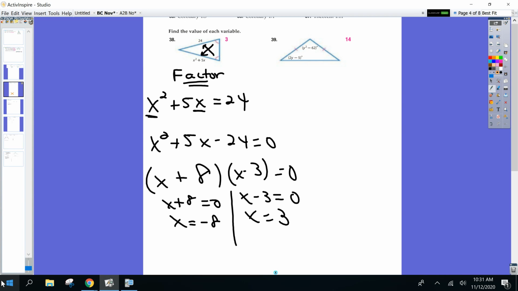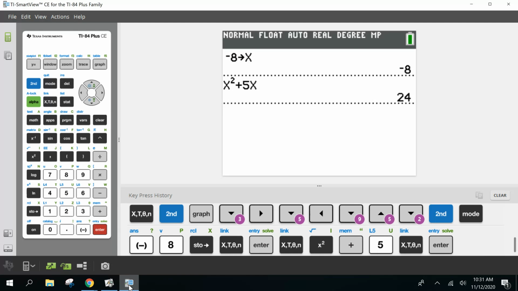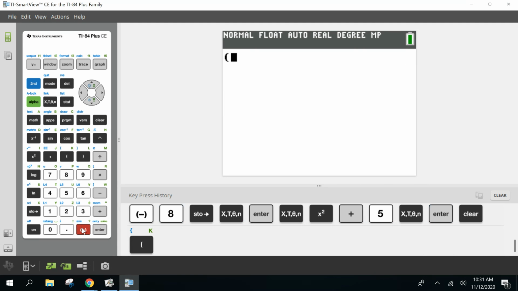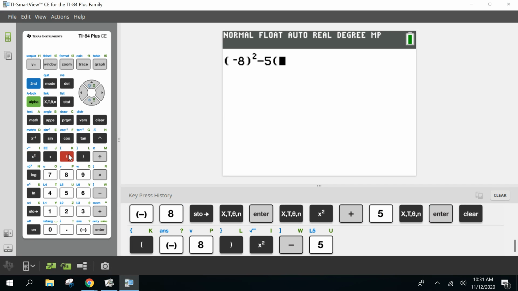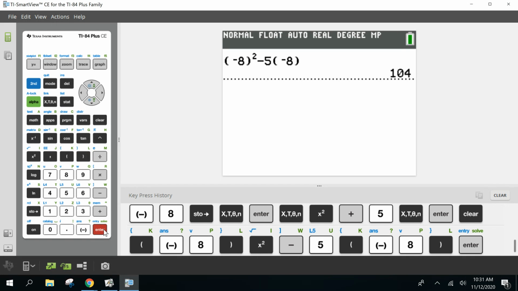Ready? Here's why you don't want to reject negative 8. I know it's negative, that doesn't make a difference. But watch what happens when I plug it in here. Everyone see this square, this x squared plus 5x side? Watch what happens when I plug in negative 8. Negative 8 squared minus 5 times negative 8. All I did was everywhere I saw an x, I plugged in negative 8. Everyone ready? Watch what I get for an answer.